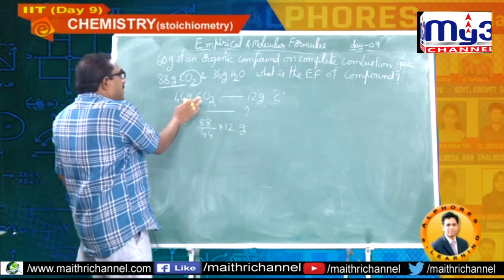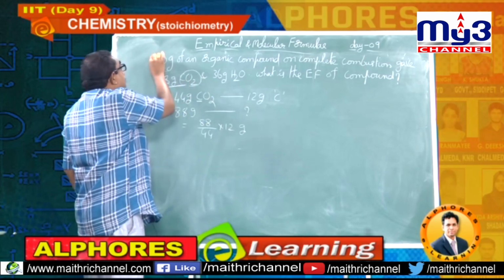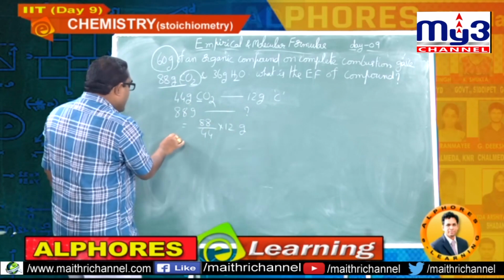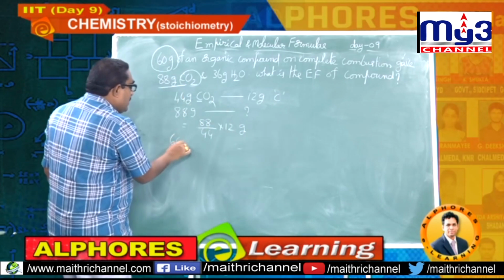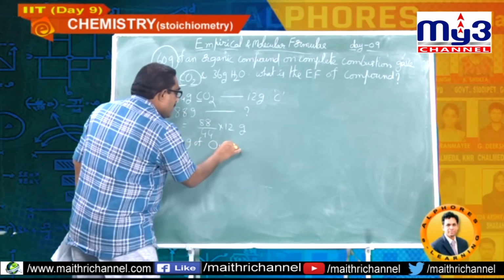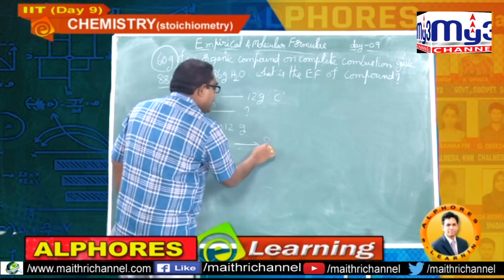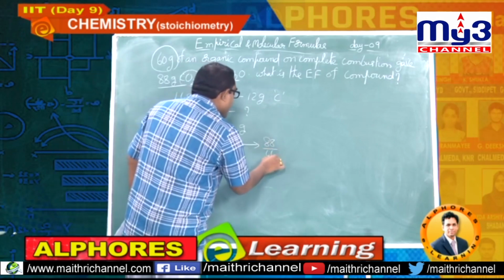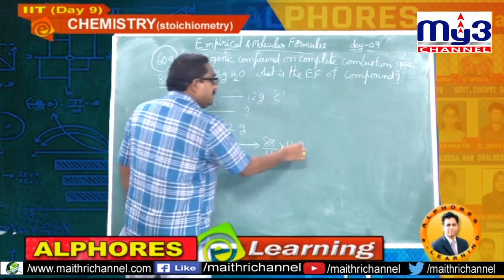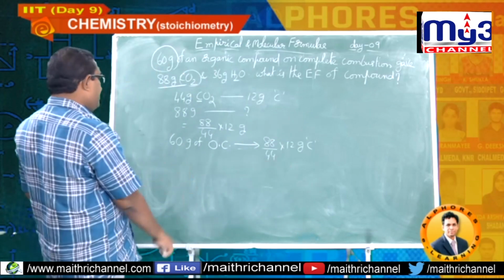From where are you getting this 88? By the combustion of 60 grams of compound. I am writing the data, observe it. 60 grams of organic compound on combustion gave how much carbon? No doubt, 88 by 44 into 12 grams of carbon. This is the data that one can write.